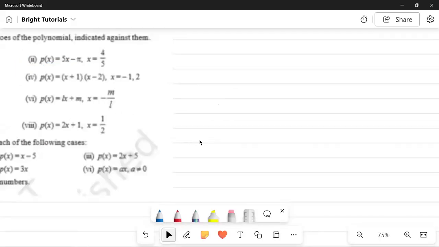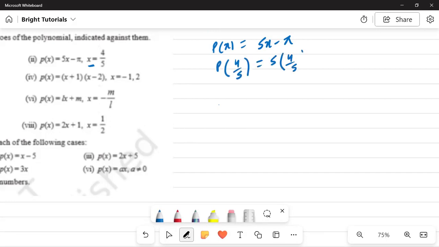Let us do question number 3, part number 2. Here the polynomial is given, p(x) is equal to 5x minus pi. And we have to check whether x equal to 4 by 5 is the zero of this polynomial or not. Similarly, we will put x equal to 4 by 5 here. What will happen? 5 times 4 by 5 and minus pi. You can put the value of pi here as 22 by 7 if you want to.